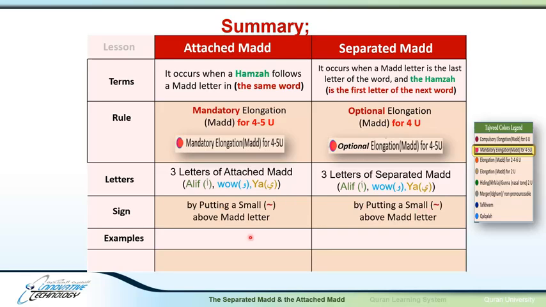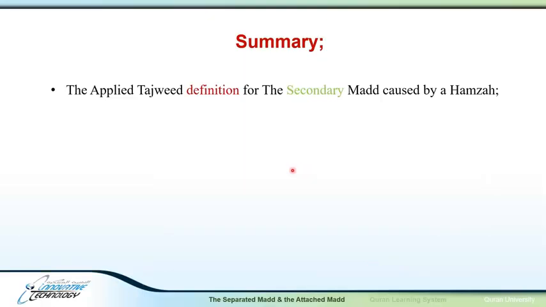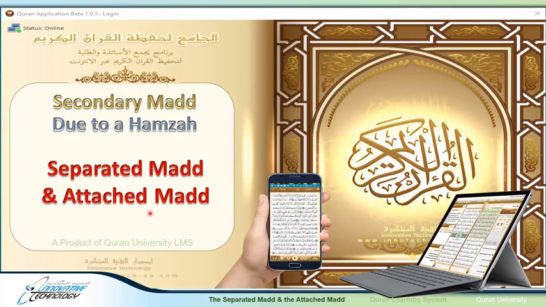We've given examples like as-sama and yudi on the attached med, and we've given examples on the separated med such as aba ahadin or wafi anfusikum. In this lesson we've looked at two reasons for the secondary med caused by the hamza: the attached med and the separated med. We've then learned about the Tajweed rules related to each one of them, and we've taken examples on each. And that brings us to the end of this lesson on the secondary med due to hamza.